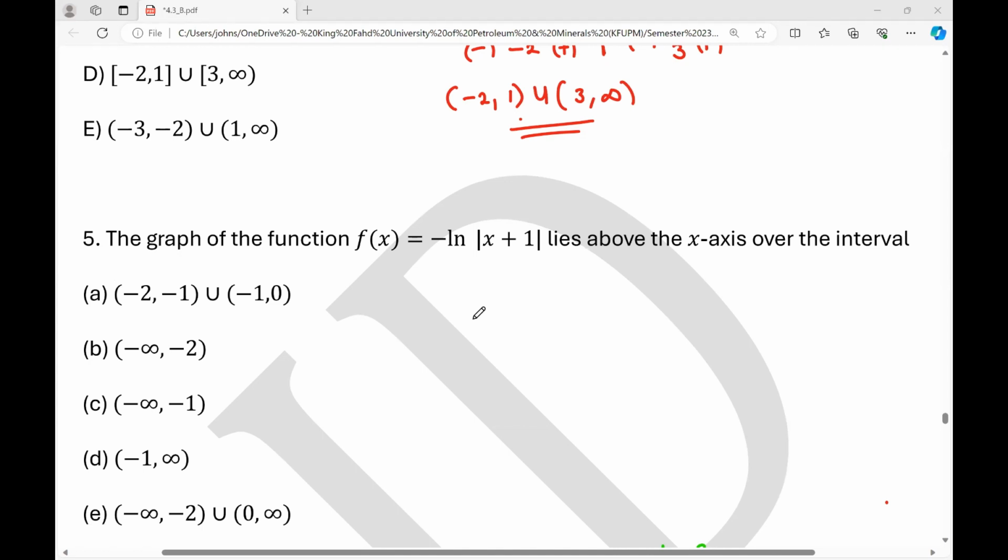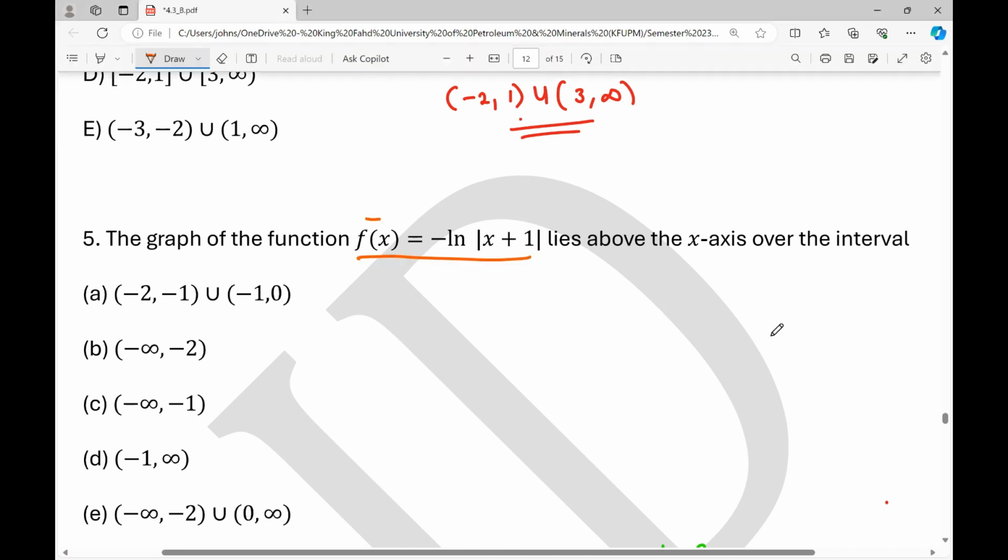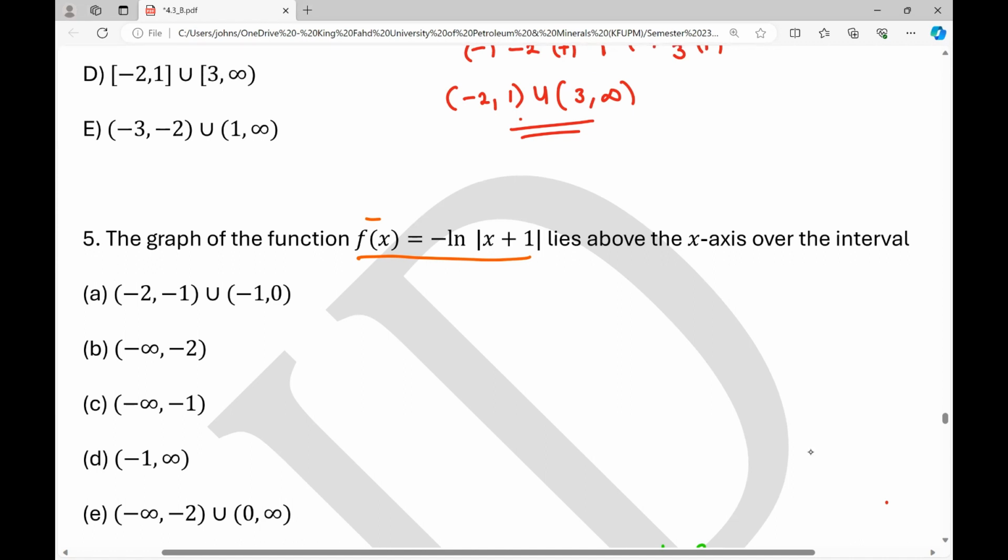So for question number 5, we want to find the interval where the graph of this function lies above the x-axis, right? So what we're going to do is we need to graph it. So we can start with the graph of ln x, right? But what is ln of the absolute value of x?